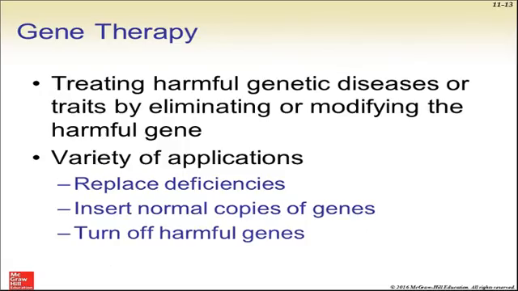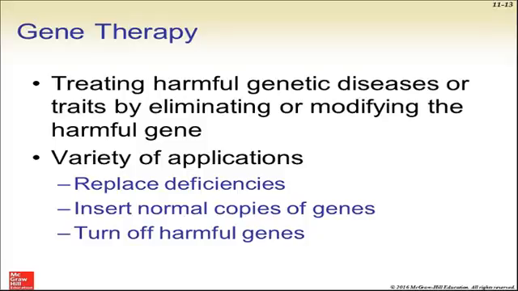Gene therapy, so let's touch on this. This is treating harmful genetic diseases or traits by eliminating or modifying the harmful gene. And we talked a little bit about Alzheimer's, how they're coming up with ways to treat that. There's a variety of applications. The one I want you to focus on is somatic gene therapy. It can be used for patients with severe genetic disorders, and it involves inserting normal copies of the gene. So that's the one I want you to know. Somatic gene therapy involves inserting normal copies of the gene.